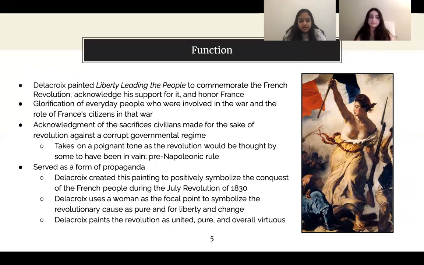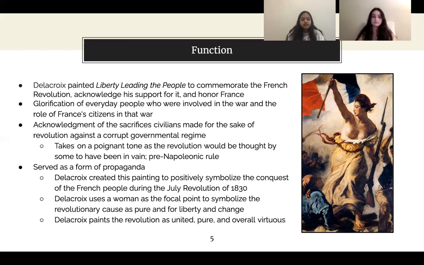Delacroix painted Liberty Leading the People to commemorate the French Revolution, acknowledge support for it, and honor France. And it glorifies everyday people who are involved in the war and the role of France's citizens in that war. It acknowledges the sacrifices civilians made for the sake of the revolution against a corrupt governmental regime. And it takes a poignant tone as the revolution would be thought by some to have been in vain since it was pre-Napoleonic rule, and it served as a form of propaganda.